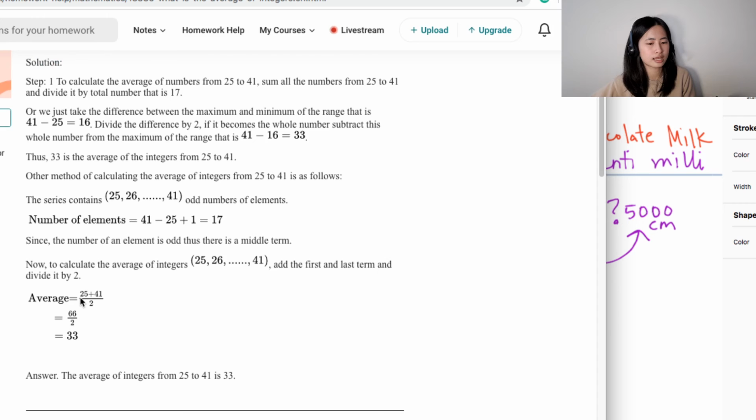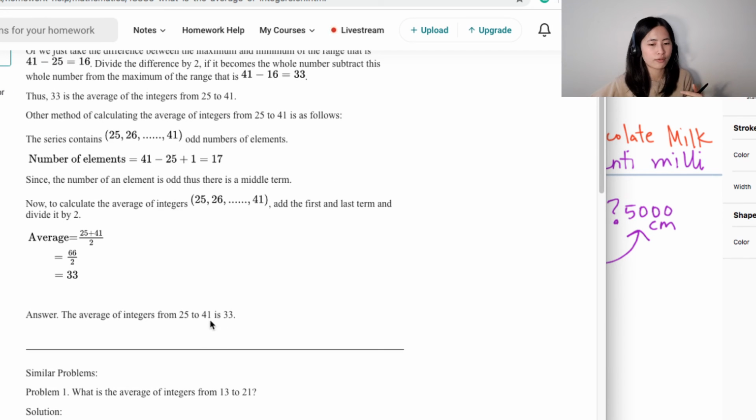So here it says the answer is the average of integers from 25 to 41 is 33. So they're looking for the average of integers starting from 25 to 41, right? And anytime you have a question like this, say for example, instead of writing 25, 26, 27, and so forth until you get to 41, that's probably what you're gonna do if you don't have that formula. No, don't try to do that because that's very time consuming. Don't try to write 25, 26 on your paper and try to count how many numbers are present between 25 to 41, including 25 and 41.